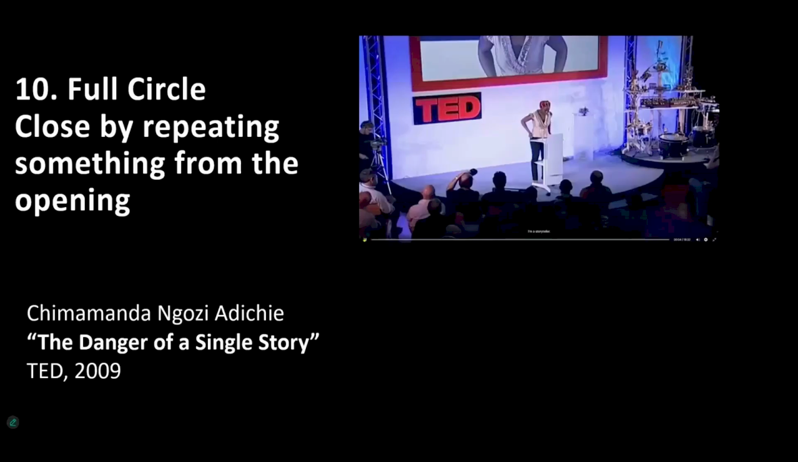Okay, number 10, we've only got 3 to go. Full circle: close by repeating something from the opening. This is Chimamanda, also a very famous speech, this TED Talk. She starts by talking about stories and she ends by talking about stories. So it signals to the audience that you're coming to a close. I've downloaded a little bit of her open, and then typed in her close, so you can see how she ties her open and her close. Not difficult to do.